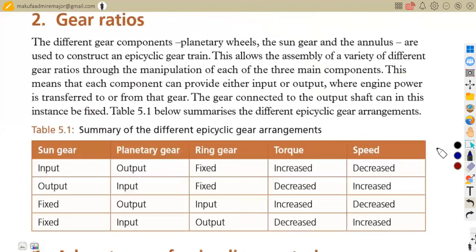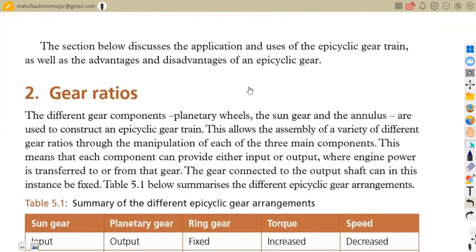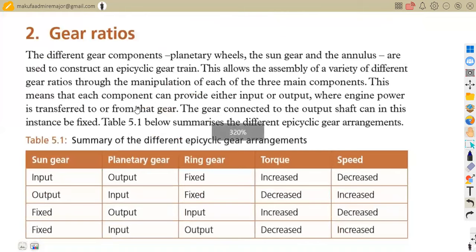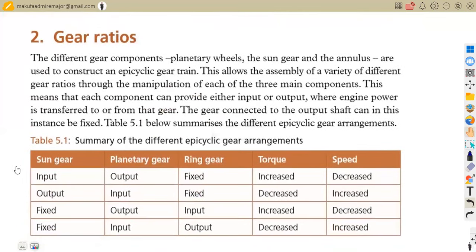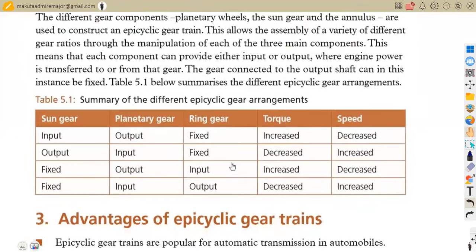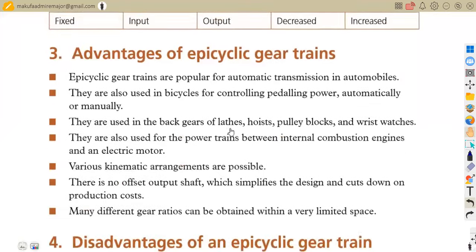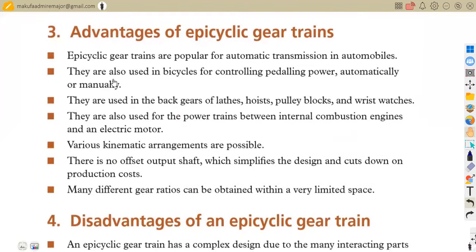We also need to consider that the section below discusses the application and uses of the epicyclic gear trains, as well as the advantages and disadvantages of an epicyclic gear. In this case, we talk about the gear ratios. You just need to know what's happening in terms of the increase in torque when you're dealing with the calculations. You can even check your calculations to see if it is increasing or decreasing. We are not going to focus much on this one, but what you need in your syllabus is to understand the advantages. They might ask you about the advantages and also the disadvantages.